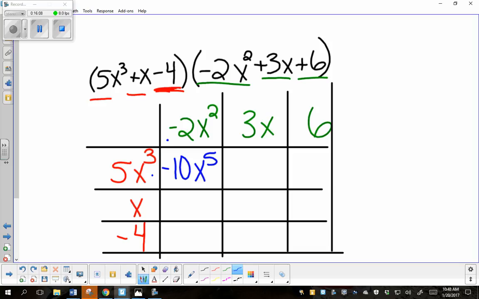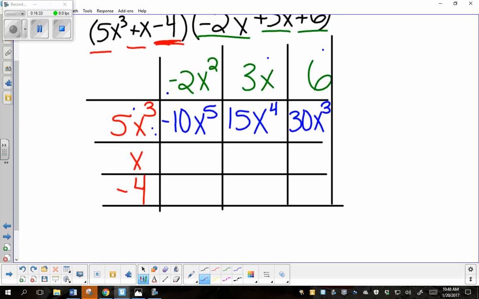All right, next box. I've got 5x to the 3 times 3x. So that's 15x to the 4. 3 plus 1 is 4. In our last box on the top, we've got 5x to the 3 times 6. So that is 30x to the 3. 6 times 5 is 30. The x to the 3 is just hanging out.